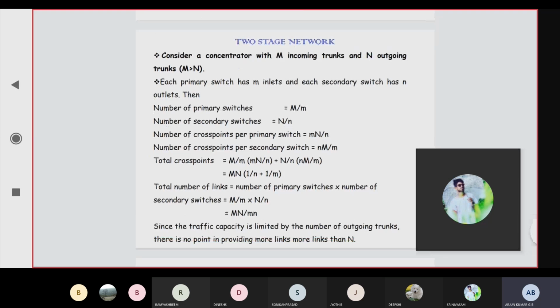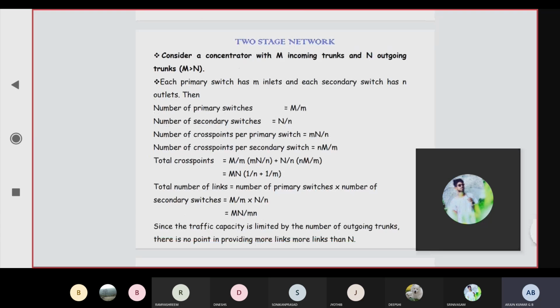We are deriving the different cases. Here, in the two-stage network, we are considering concentrators. Suppose in the concentrator, what happens? There are more incoming lines, but the outgoing lines will be fewer. As per the definition of the concentrator, the incoming lines will be more compared to the outgoing lines.